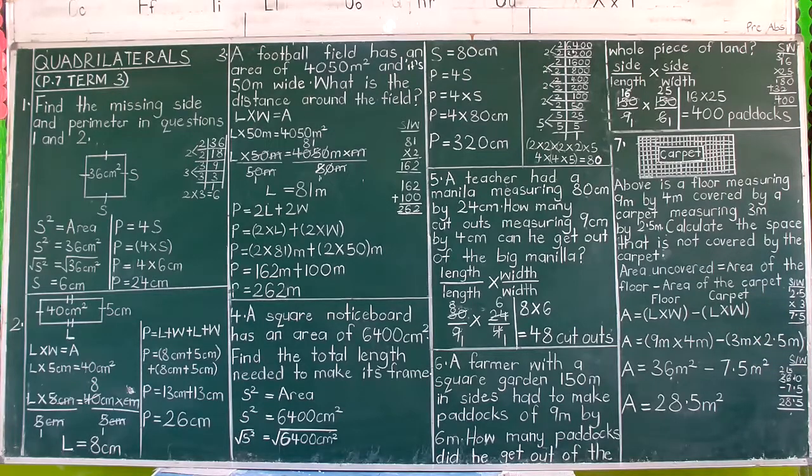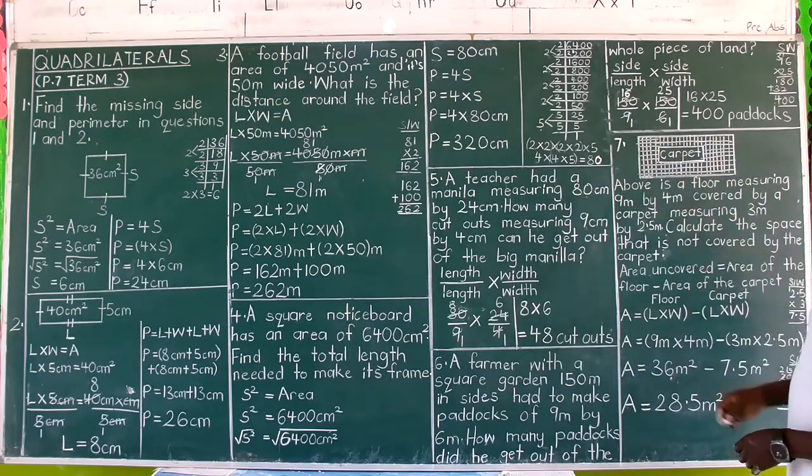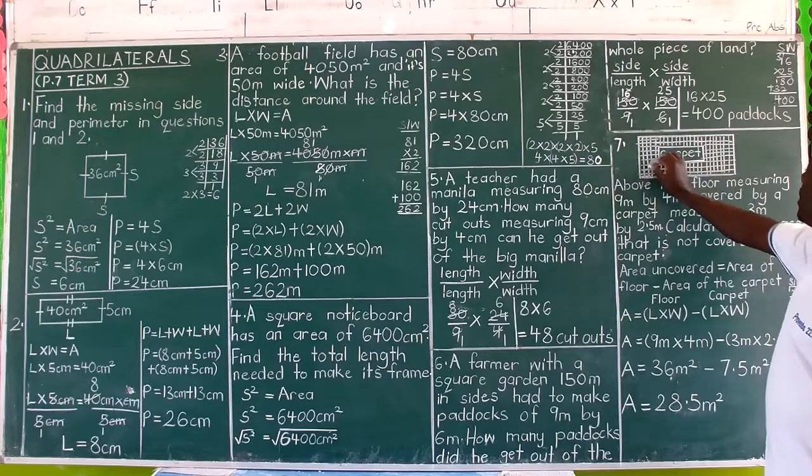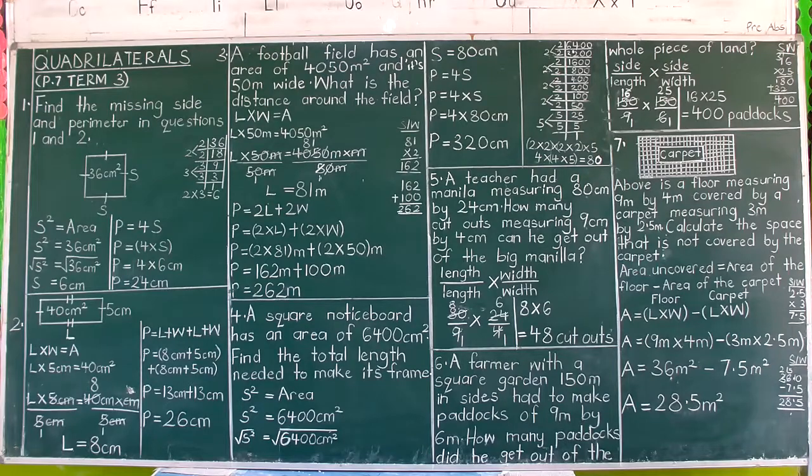Now the question reads: find the area of the floor that is not covered by the carpet. This space here is not covered by the carpet because the carpet is smaller in terms of length and width, so we cannot have it cover the whole floor. If that's true, then it's very easy. The area not covered by the carpet is the area of the floor minus the area of the carpet. So that's what you write here: the uncovered area equals area of the floor minus area of the carpet.